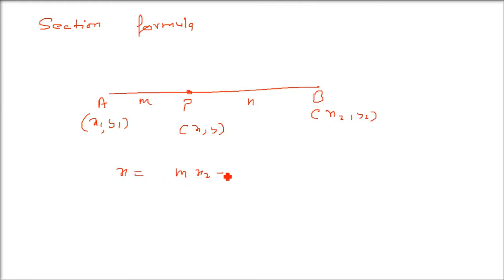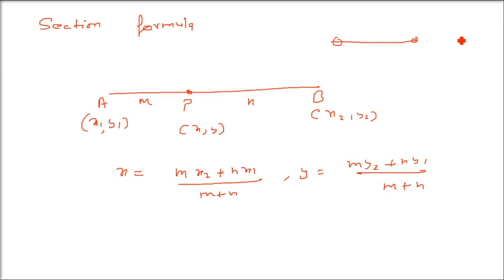So the coordinate of x can be easily found by (mx2 plus nx1) by (m plus n), and y is (my2 plus ny1) by (m plus n). So x and y can be found out easily. There is a direct formula. This is the internal division.